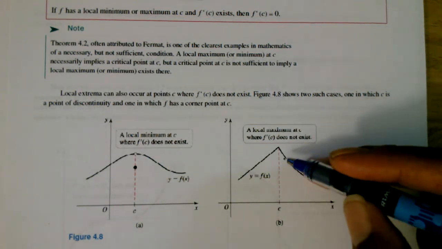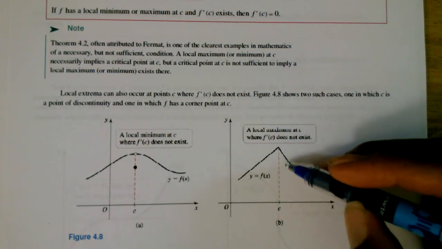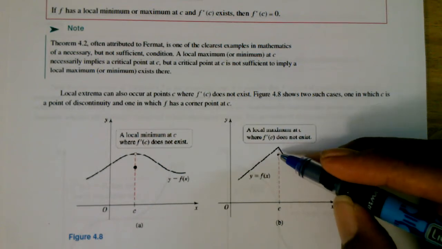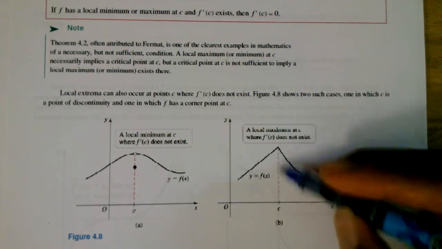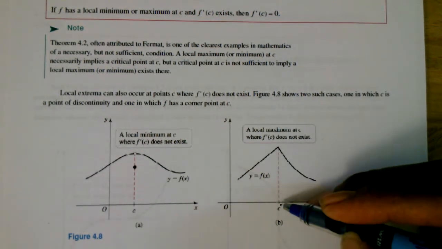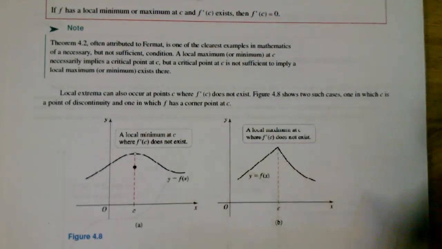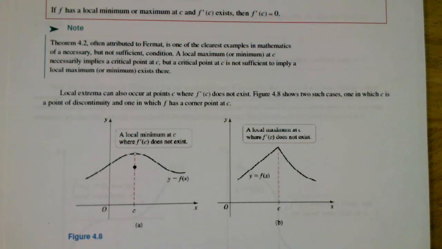Now the one on the right has a sharp corner in the graph, and that sharp corner occurs at x is equal to C. So here you could have a local maximum at C where f prime of C does not exist.